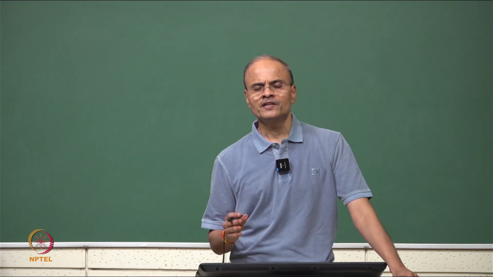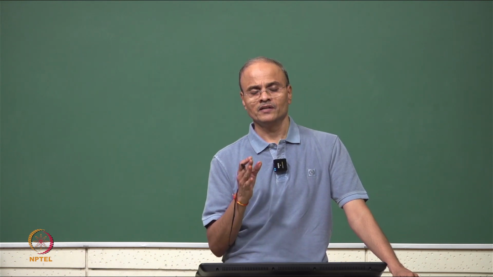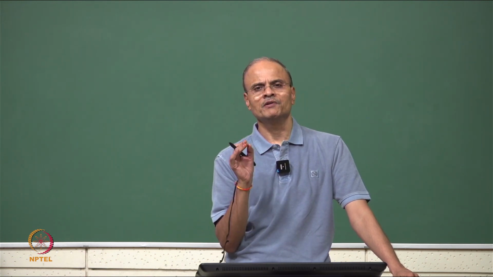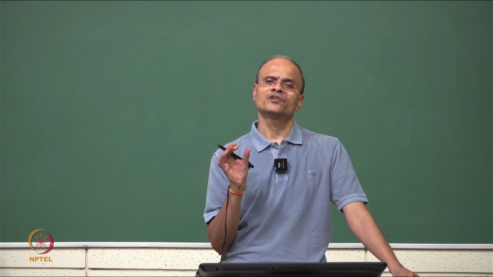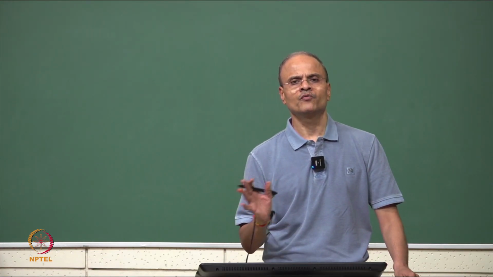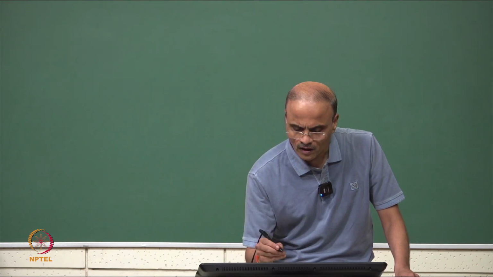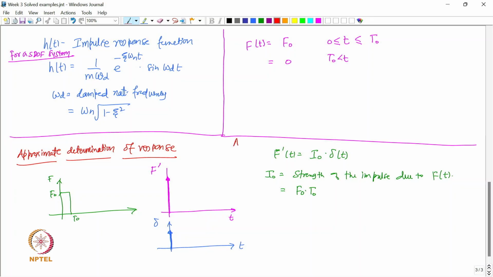So, the only approximation here is that we are assuming the impulse is acting at a single instant of time, at t equal to 0, in an infinitesimally small time, but the actual force is basically acting over a duration 0 to t naught. So, that is the approximation which is involved, right. After this approximation there is no further approximation; this is the only approximation, correct. So, maybe I can write here that this is the approximation.